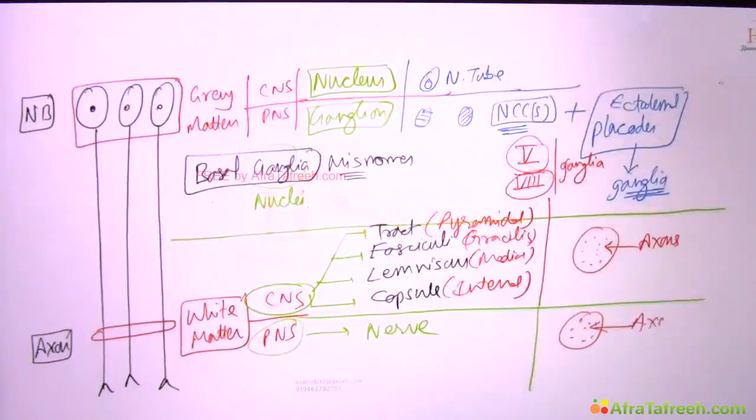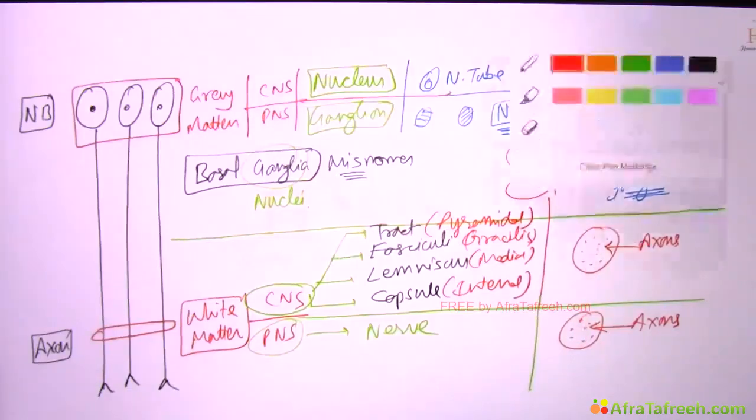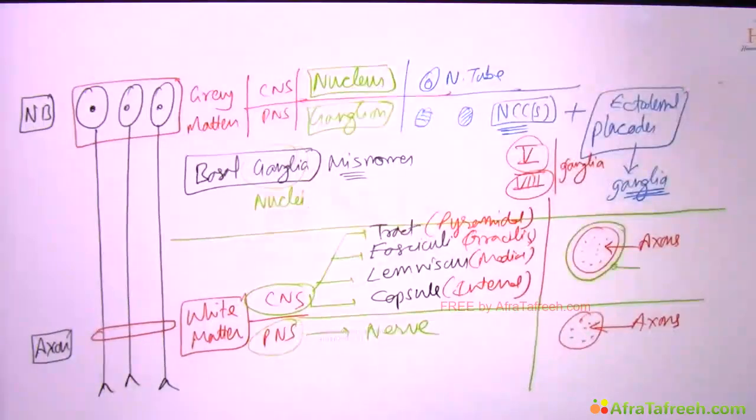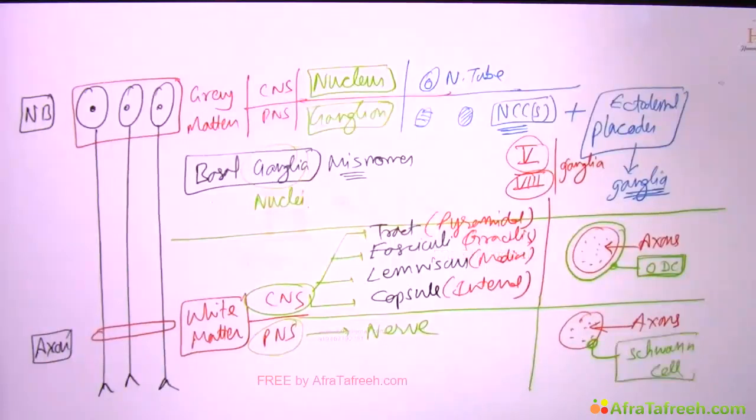If you take a section of the nerve, you will find that it is also a collection of axons. Essentially, they are similar, but there is one difference. What is the difference? The CNS is myelinated by oligodendrocytes, but the PNS is myelinated by Schwann cells. That is the difference. So though essentially they are just collections of axons, the nerves in the peripheral nervous system are myelinated by Schwann cells, and CNS myelination is by oligodendrocytes.